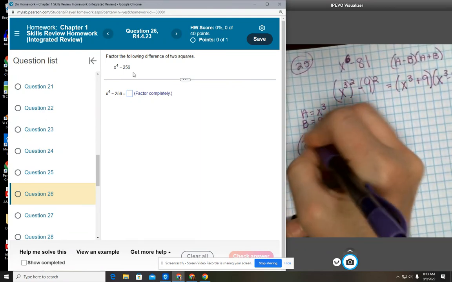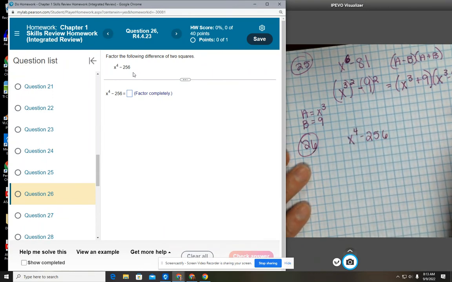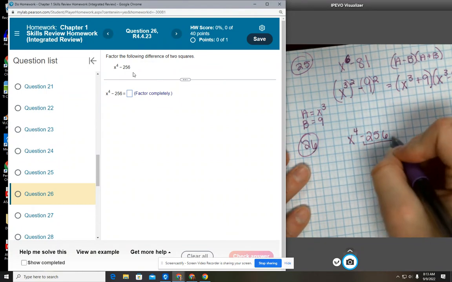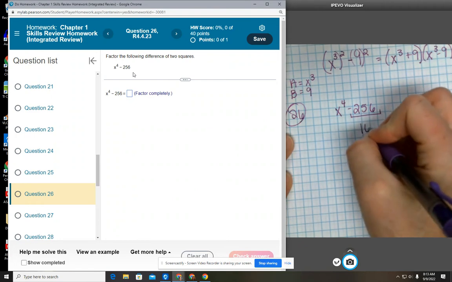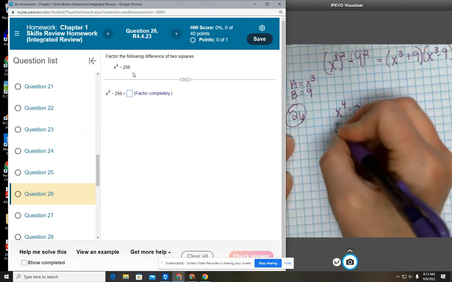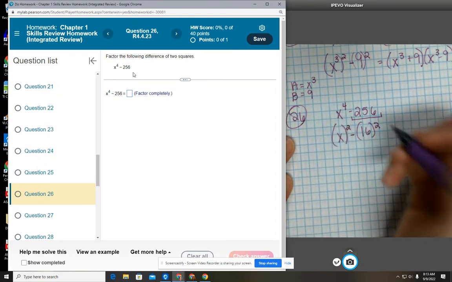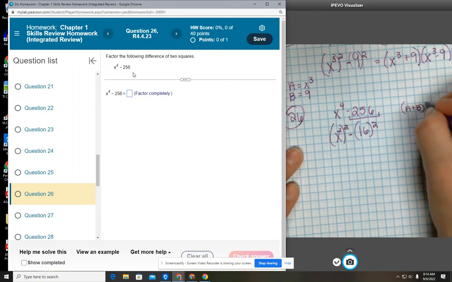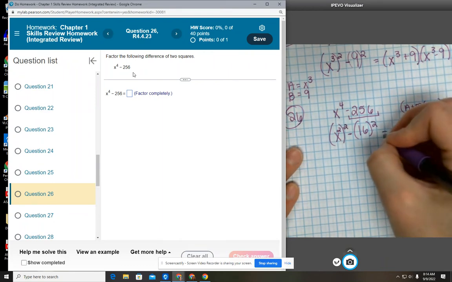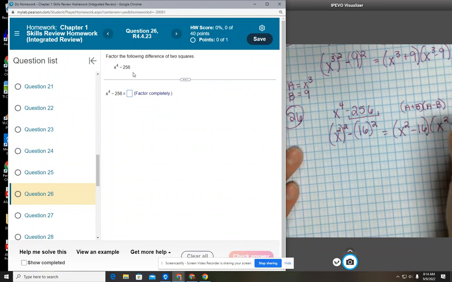The next one says factor the difference of the two squares again, minus the 256. And so the way you know it's a difference of two squares is if this is a perfect square. So you can take the square root of 256. It's 16. So you'd want to do the same thing here. So what times 2 is going to give me 4? And that would mean it's 2. So then I'm going to do the a plus b, a minus b. So it's going to be x squared minus 16, x squared plus 16.